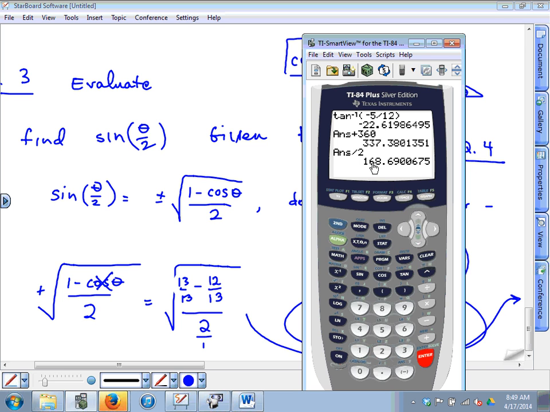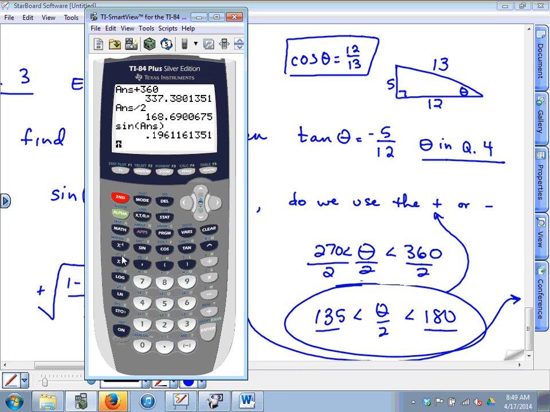And where is that? That's in the second quadrant. So if we take the sine of that angle, 168.7, that's going to be 0.196. Now if you check the answer that you have, square root of 26 divided by 26, those are exactly the same. So that's a quick way to check your work.